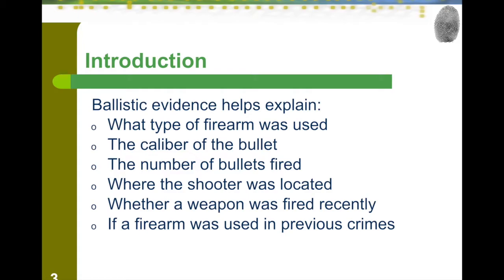So, the introduction here. Ballistic evidence helps explain what type of firearm was used, the caliber of the bullet, the number of bullets fired, where the shooter is located, whether a weapon was fired recently, and if a firearm was used in a previous crime, because you can match them up.